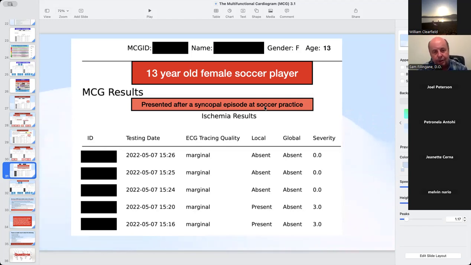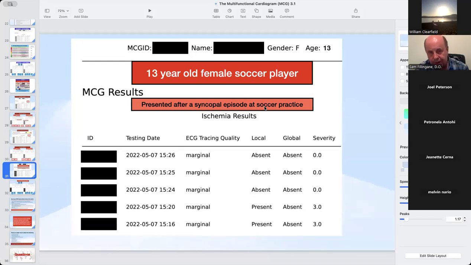So she went to an adult cardiologist, and the adult cardiologist looked at the 13-year-old, examined her, did an EKG just like the primary care doctor, and that was all he did. Long story short, he told her she was released to go back to soccer practice.